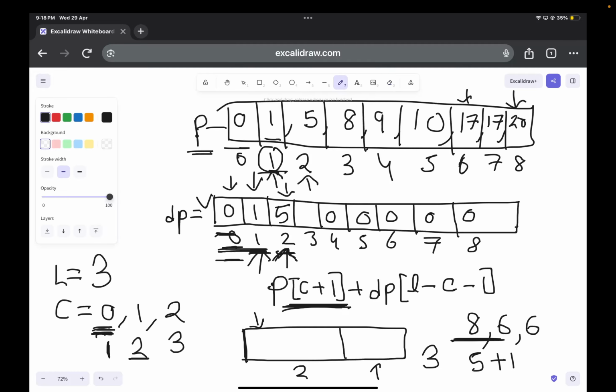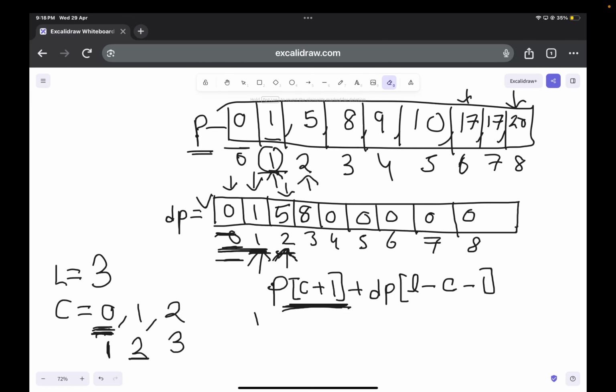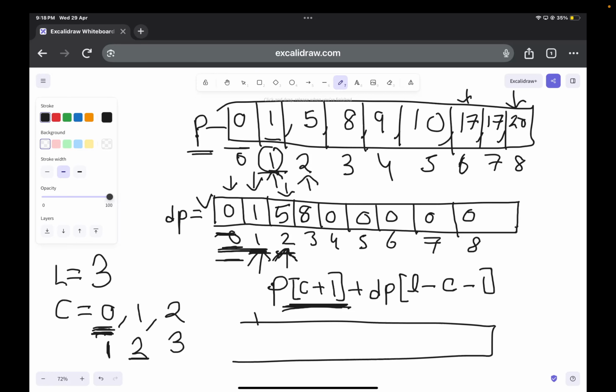Understanding? I'll just do it logically right now. After that we can find out the formula. Okay, now next let's go for 4. Okay, 4 length. First, if I cut 0, then what is remaining? 4 remaining. What is the price of 4? 9 rupees, right? So I'll write 9 here. I don't know which one is greater, so I'll just keep 9.